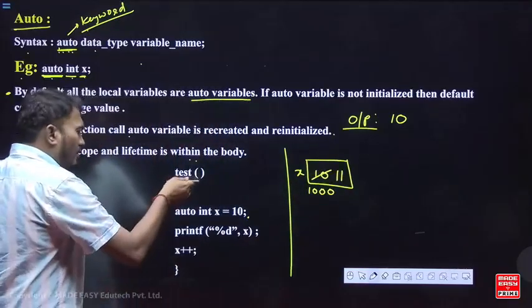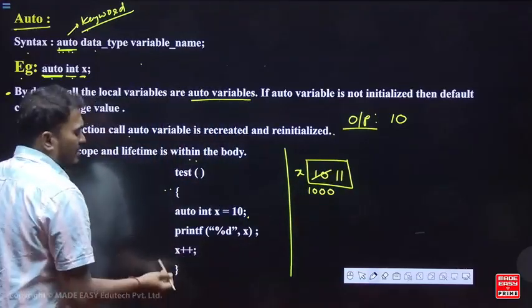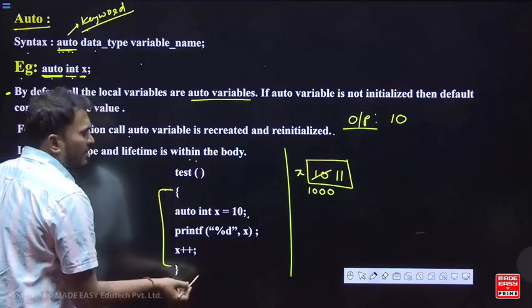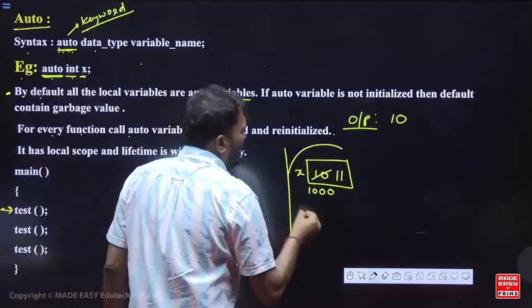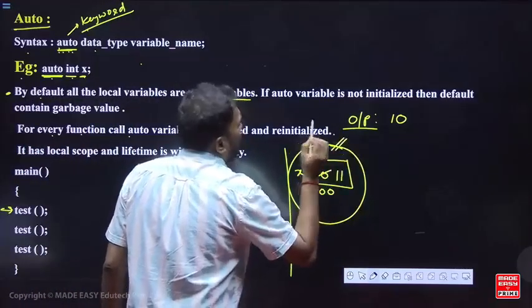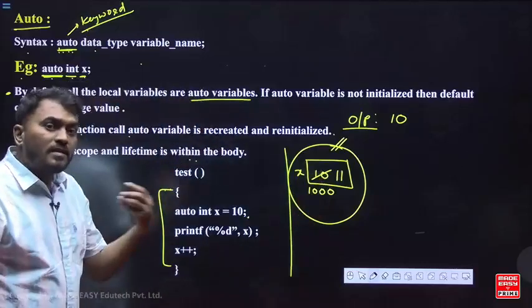And next you say x plus plus, so x value becomes what? 11. Now look here, once you come out of the closing bracket, remember this variable x is no more available. That will be destroyed.